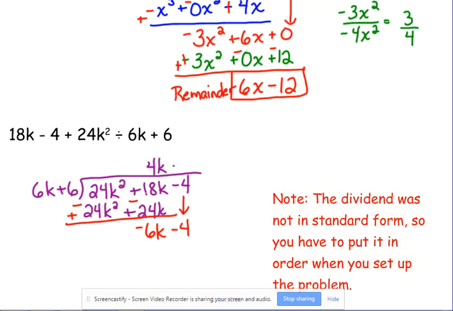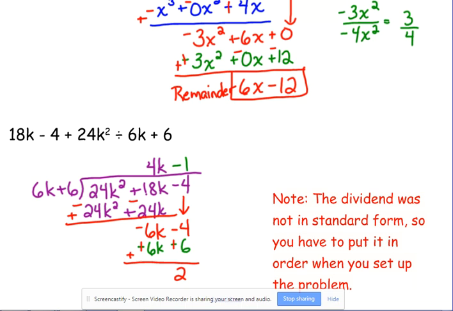Negative 6k divided by 6k is negative 1. So we get negative 6k minus 6. Change the signs and add. First term cancels. Negative 4 plus 6 is 2. The remainder is 2.